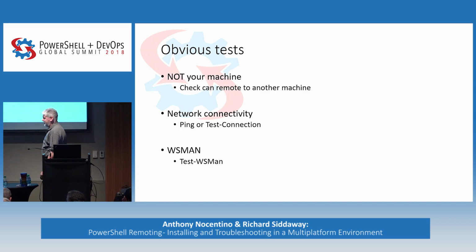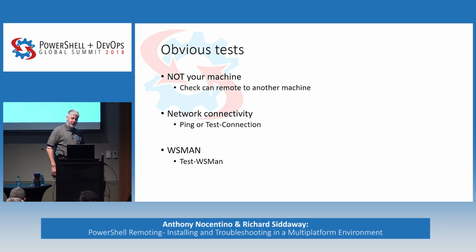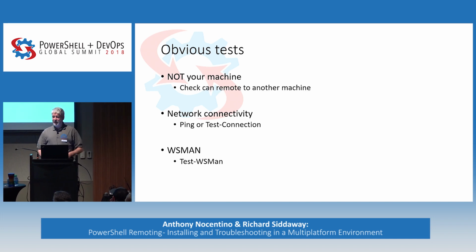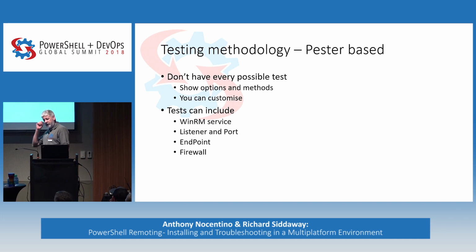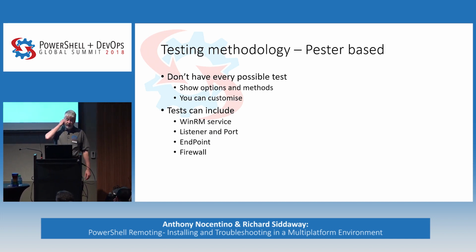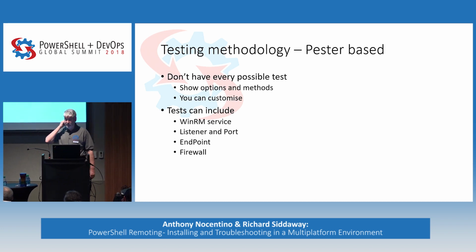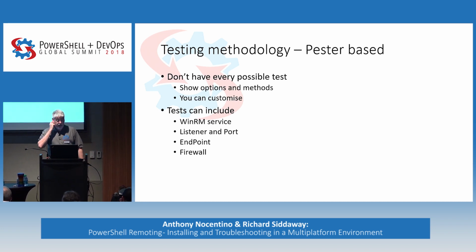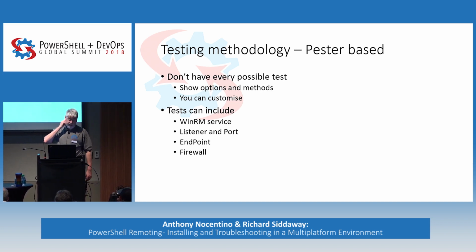A few obvious tests when you're testing remoting. Is it your machine? Can you connect to another machine? Can you actually get across the network? Is WSMan there? So what I'm going to do is show a Pester-based methodology. It doesn't have every possible test in because we'd be here till Christmas. I'm just showing some options and some methods just to get you thinking about it. We'll be looking at things like the impact of taking down the WinRM service, what happens if you break the listeners and ports, endpoints, firewalls. So I'm basically going to break remoting and then show you how to troubleshoot it.